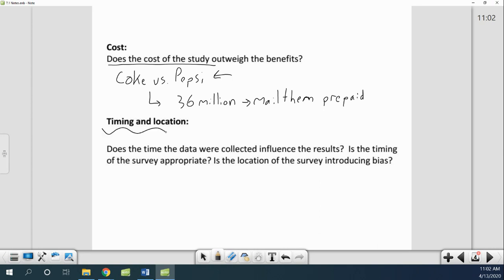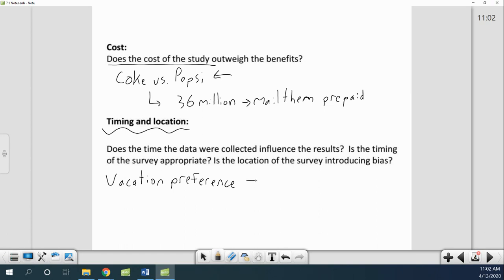Another thing that can hugely affect your results is the timing and location of where you actually do this survey or where you collect your data. So does the time the data was collected influence the results? Is the timing appropriate? And is the location of the survey introducing bias? So let's say, for example, you were talking about vacation preference. Do you like to go someplace hot and tropical? Do you like to go maybe to Europe? Would you rather go see the Yukon or something a little bit colder?